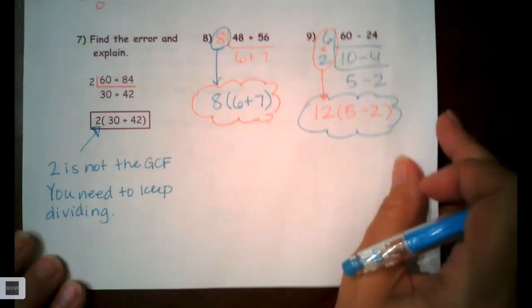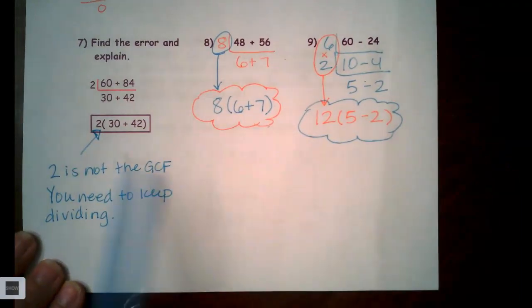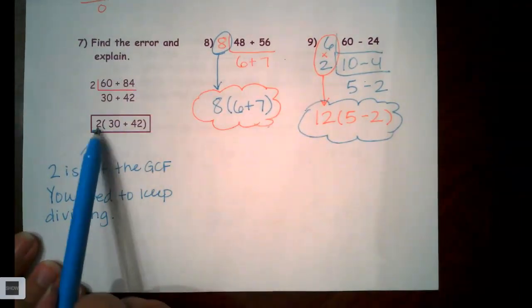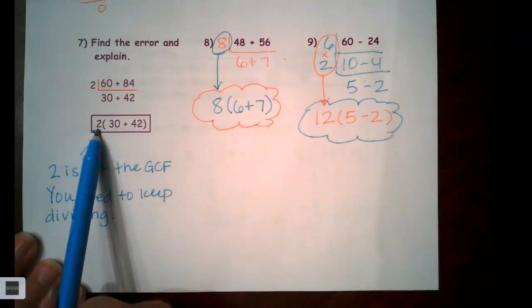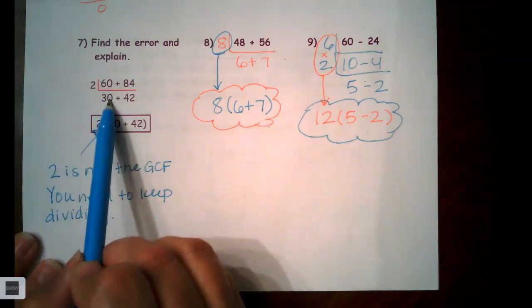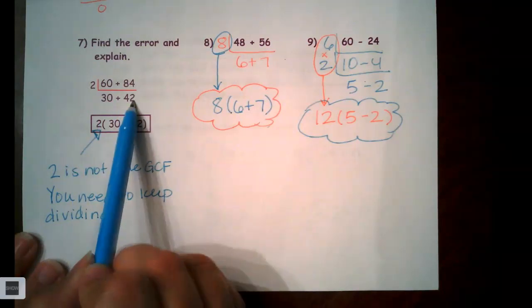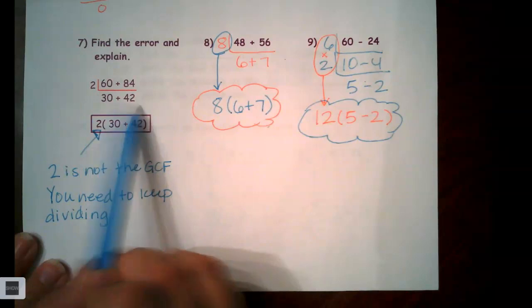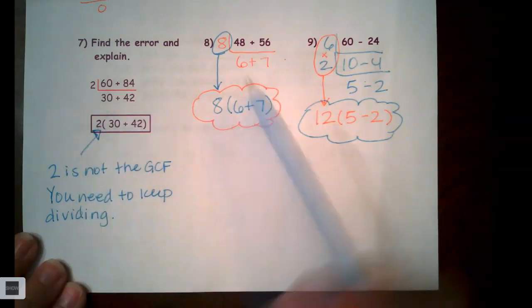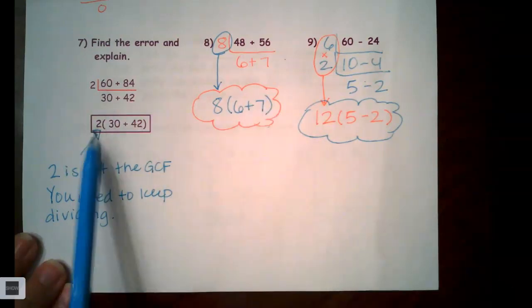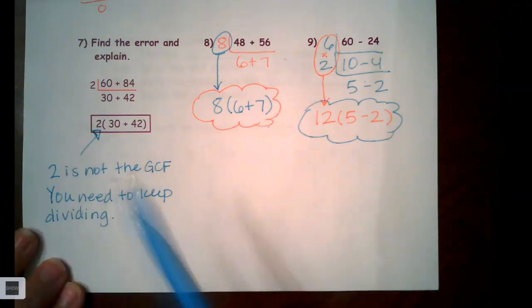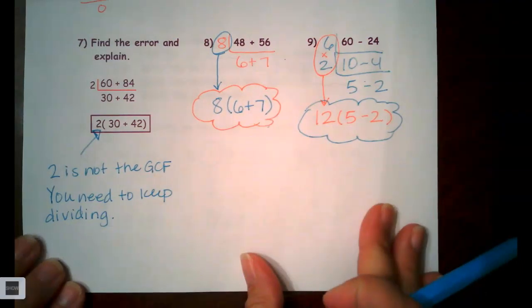I do want to talk about number 7. It says to find and explain the error. Well, the error is that 2 is not your GCF. 2 into 60 is 30, and 2 into 84 is 42. But these are even numbers, so that lets me know we could keep dividing at least by a 2, if not something else. So that would be the error. Yes, this is an equivalent expression, but it's not factoring. When you factor, you use the GCF and not just a common factor.